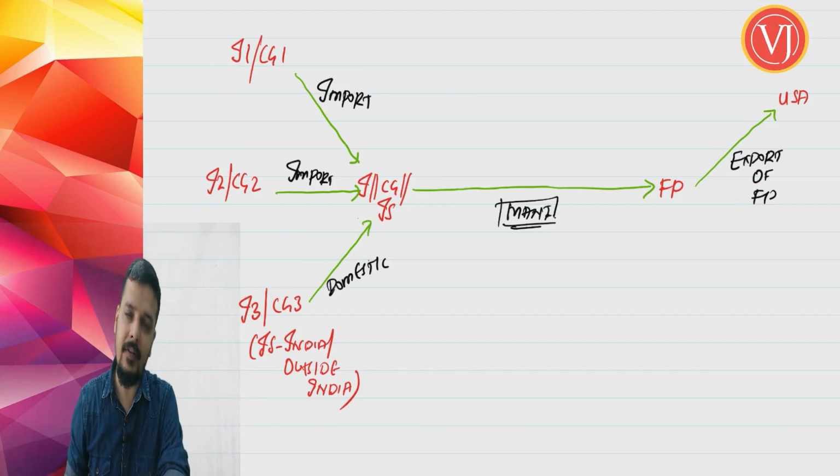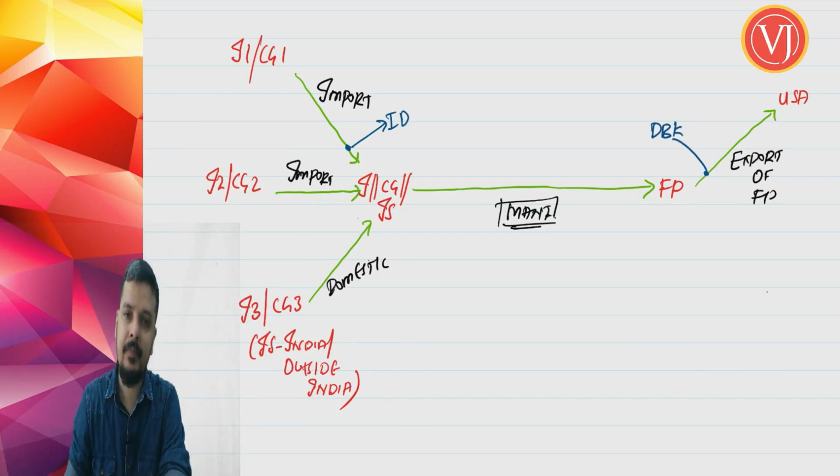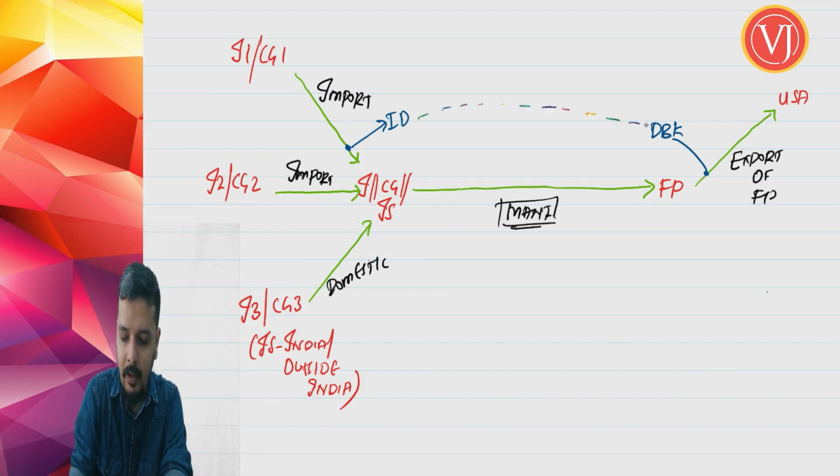Right. Now friends, what is happening is for your inputs 1, capital goods 1, friends, let us assume that you are paying import duty. If you are paying import duty, correspondingly at the time of export, you will get duty drawback corresponding to this. Only relating to this import duty, you are going to get duty drawback. Section 75 duty drawback.